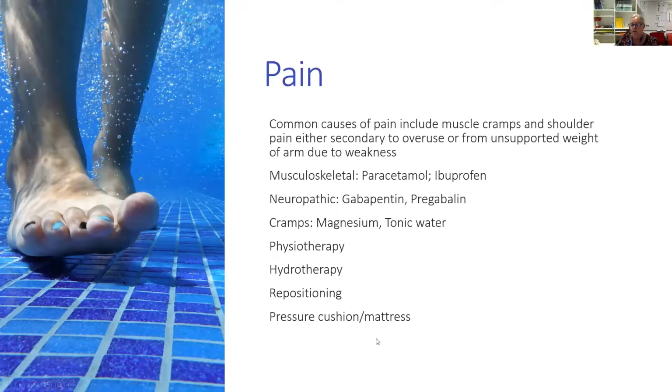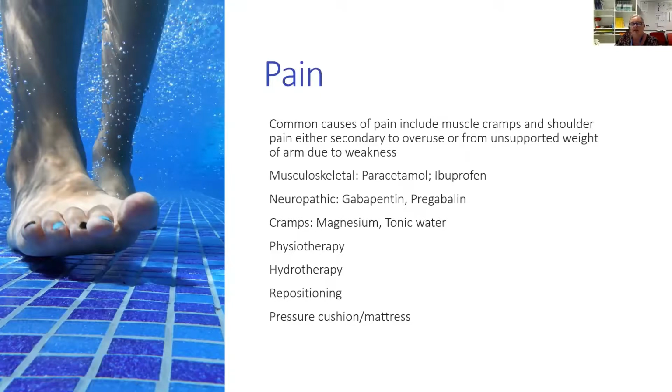Pressure cushions and mattresses for your beds and for your chairs are important things to have to try and prevent pain. But there are also different pains that are managed in different ways. So for all that muscle pain, those general aches and pains, that's where we use paracetamol or Panadol or Nurofen, and sometimes we even use a combination of both of those, which can be quite useful in controlling that pain.